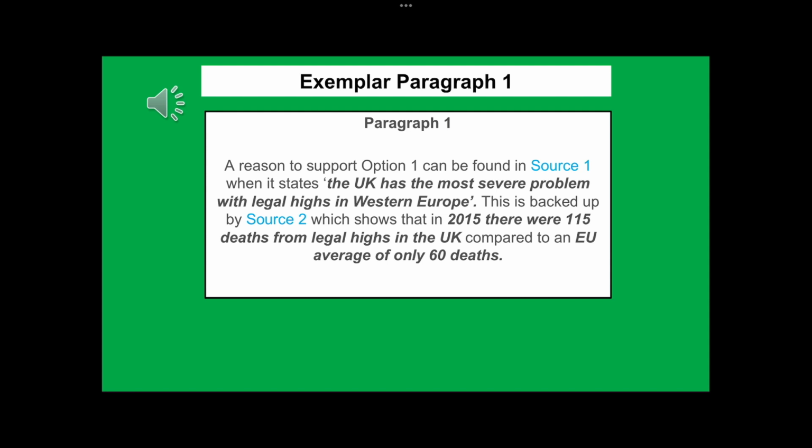A reason to support option 1 can be found in source 1 where it states, and as you can see a direct quote here, the UK has the most severe problem with legal highs in Western Europe. You're then going to say that this is backed up by source 2, which shows that in 2015 there were 115 deaths from legal highs in the UK compared to the EU average of only 60 deaths. So as you can see, you're saying that you support option 1 in the paragraph, and you're taking two clear bits of evidence that link with each other to back your choice up.